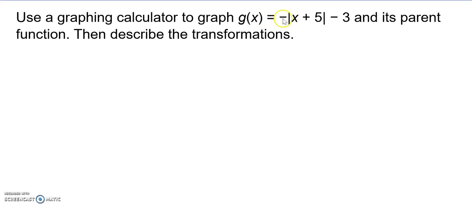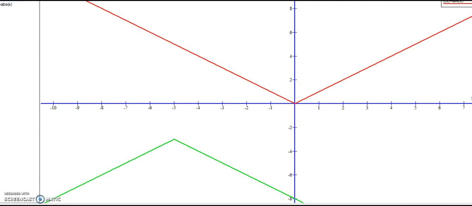All right, last example. Use your graphing calculator to graph this function and its parent function, then describe the transformation. So I want you to go ahead and do that. Pause the video, unpause when you're ready to discuss. All right, so I use this fun graphing program that I have on my computer. And this here in the red, that is the parent function, absolute value of x. And this here in the green, this is my transformed function.